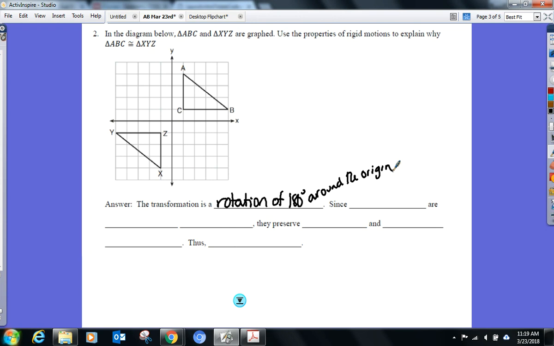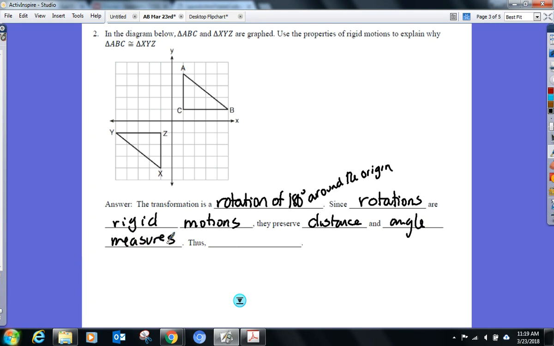All right? So we know it's a rotation of 180 degrees around the origin. Since rotations are, okay, you guys are starting to get the template now that we are looking for. Rotations are rigid motions. They preserve distance and angle measure. And we added a new one in here now. You like that? Thus.